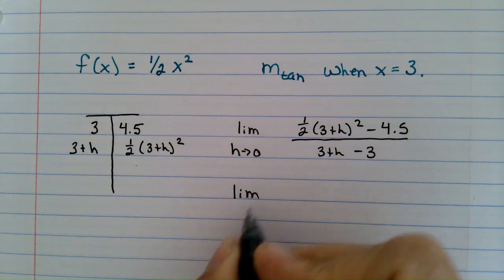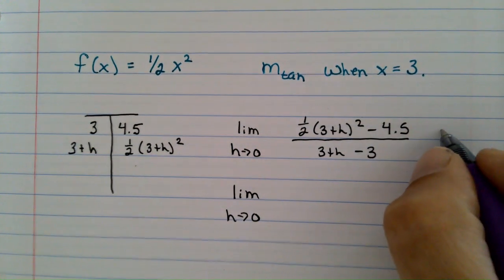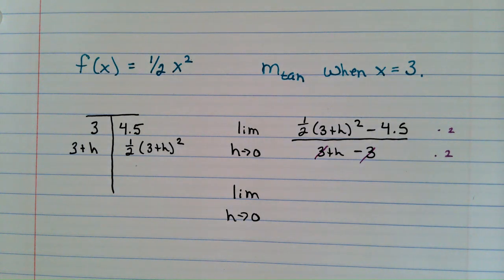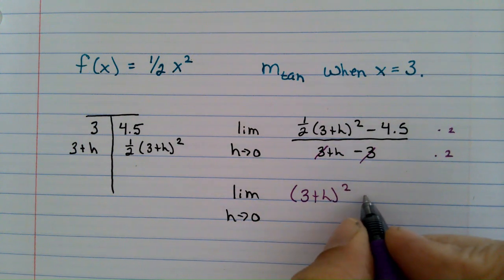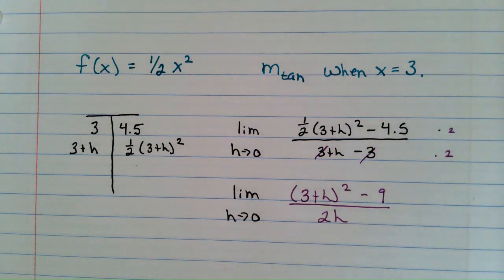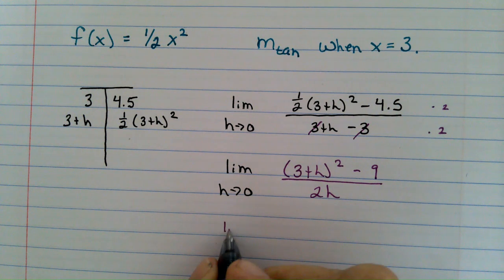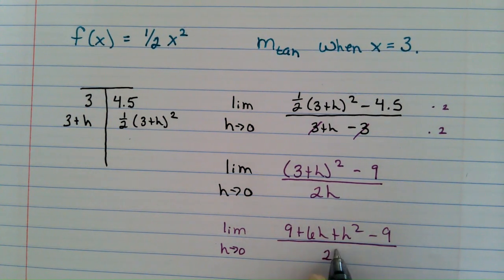All right, so I don't want to deal with fractions a lot, so I'm going to go ahead and multiply by 2, but I'm also going to cancel this out. So that'll give me 3 plus h squared minus 9 all over 2h. I think that makes it a little bit simpler, right? So then we'd have the limit as h approaches 0 of 9 plus 6h plus h squared minus 9 all over 2h.